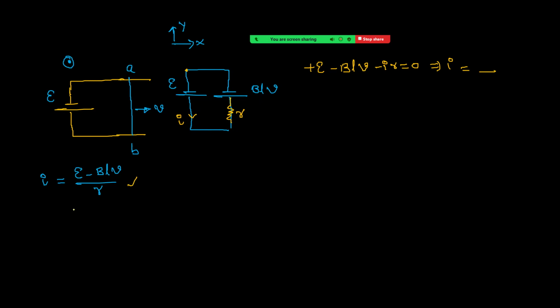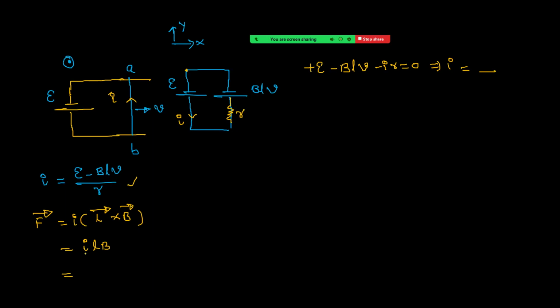Force acting on a current carrying wire. The current is I. So F bar is equal to I into L bar cross B bar. And you can see the angle between L bar and B bar is 90, so it is simply I into L into B.